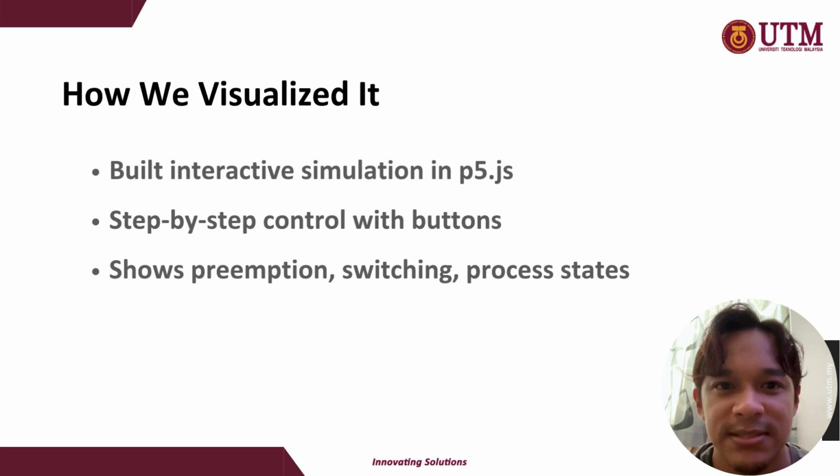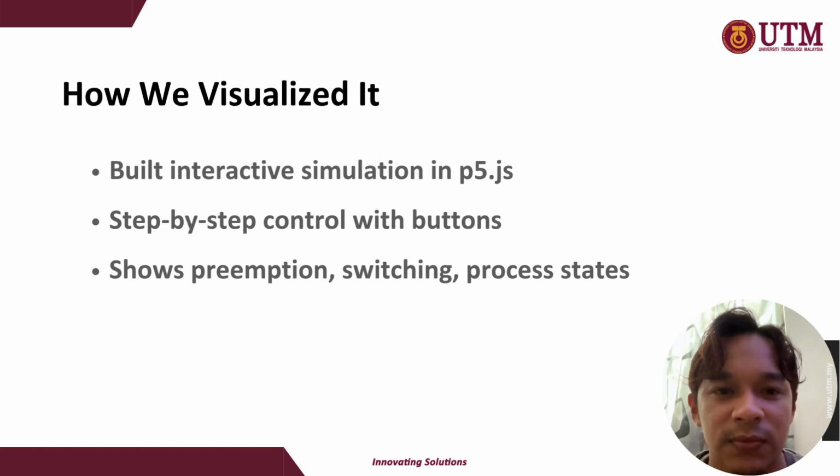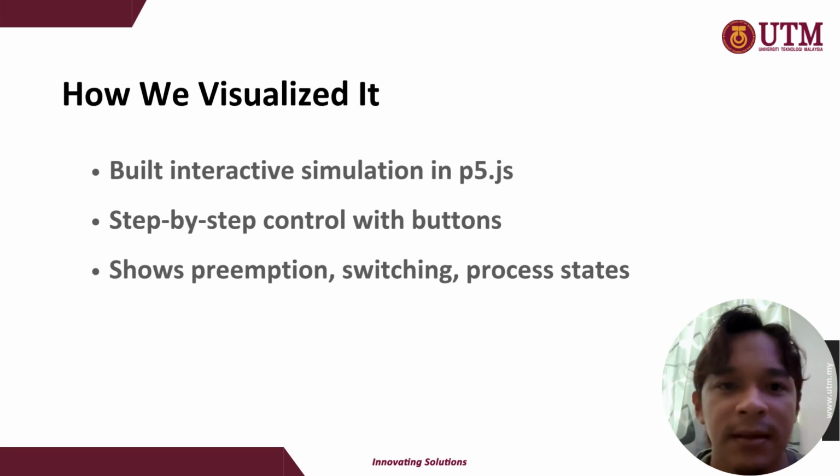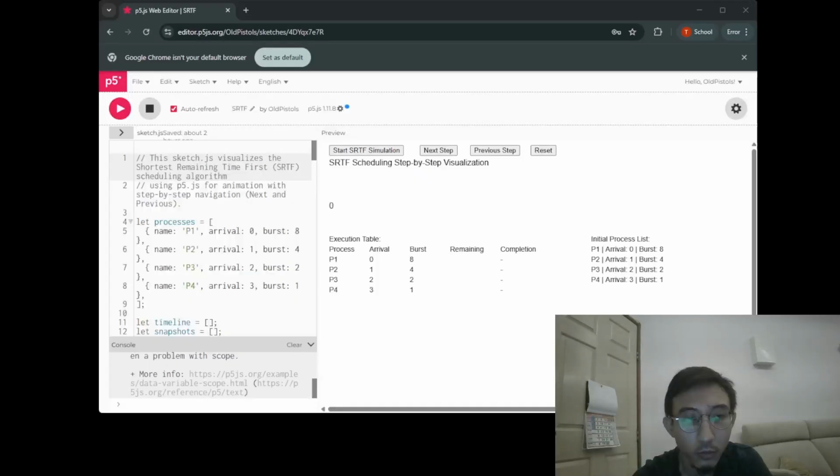To help us and others understand how SRT and round robin work, we built a visual simulation using P5.js. It allows the user to simulate CPU scheduling step by step. You can see when preemption happens, how processes are selected, and how the CPU switches tasks in real time. This really helped turn abstract theory into something more practical and visual.